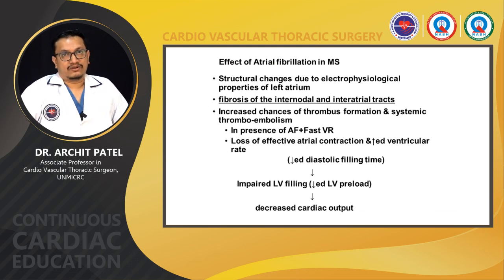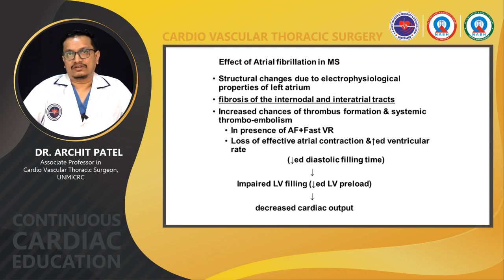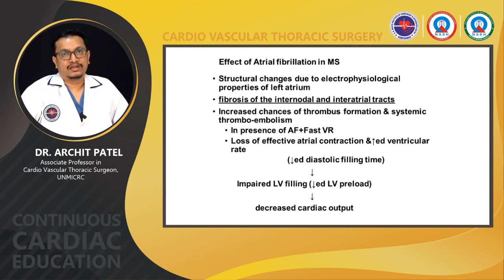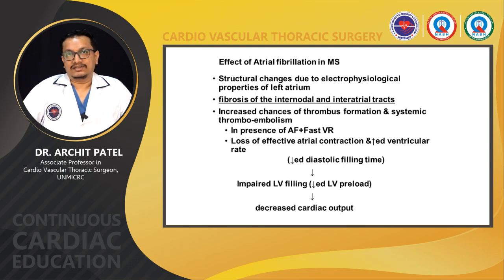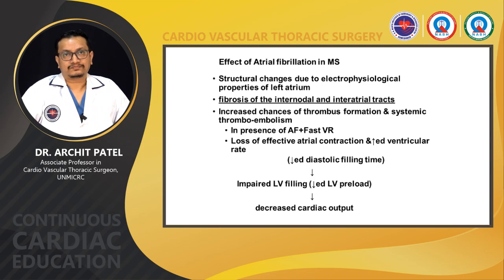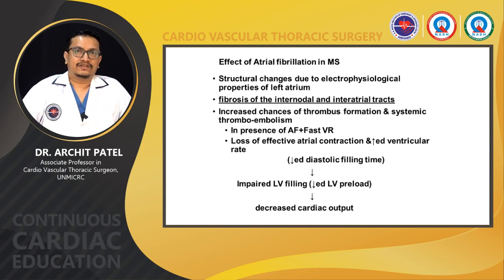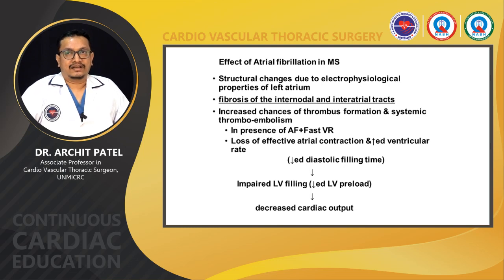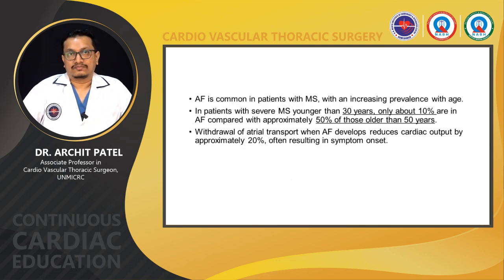What is the effect of AF in MS? Structural changes due to electrophysiological properties of the left atrium, fibrosis of the internodal and interatrial tracts, increased chances of thrombus formation, and systemic thromboembolism. In cases of AF with fast ventricular rate, loss of effective atrial contraction and increased ventricular rate cause reduced diastolic filling time with impaired LV filling and decreased cardiac output.